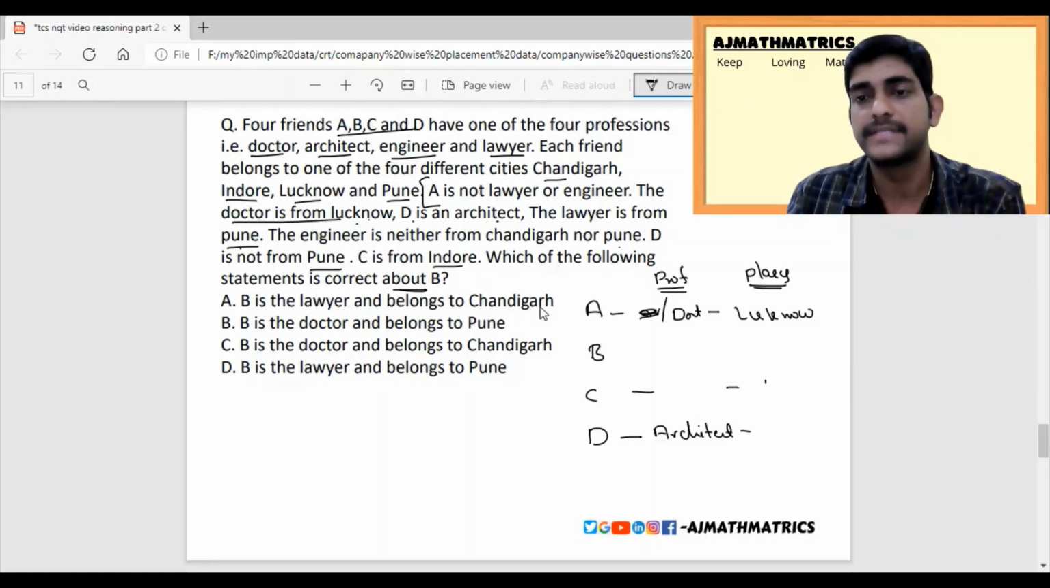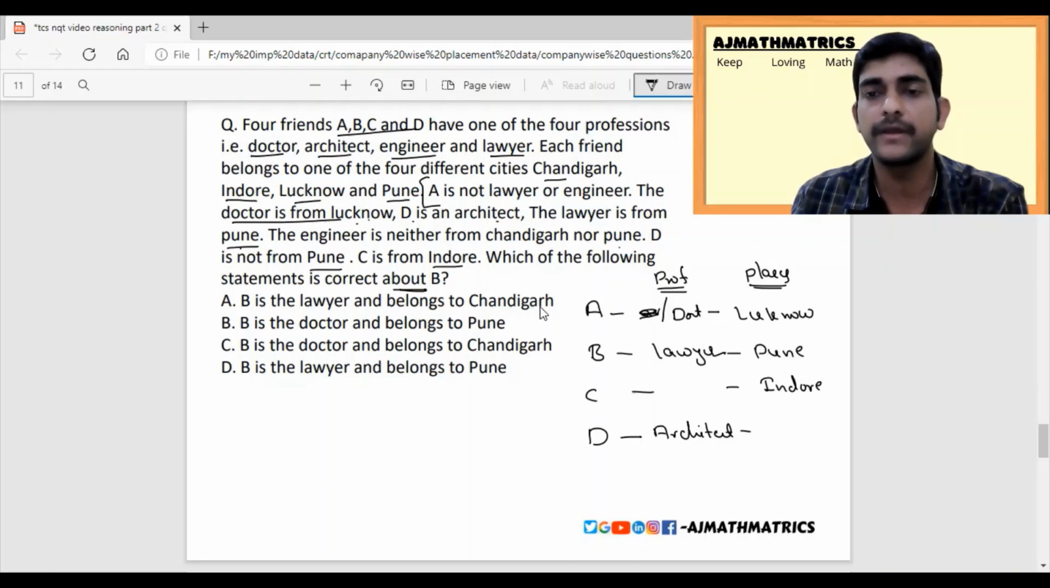So you see, if C is from Indore, obviously the lawyer is from Pune, which means the remaining place goes to Pune, because we cannot place Pune here since D is an architect. So B should be a lawyer. Then after knowing B is a lawyer, C should be an engineer. After knowing C is an engineer, the last place goes to Chandigarh. Okay, so this is how we are going to solve. Let's go with the options.